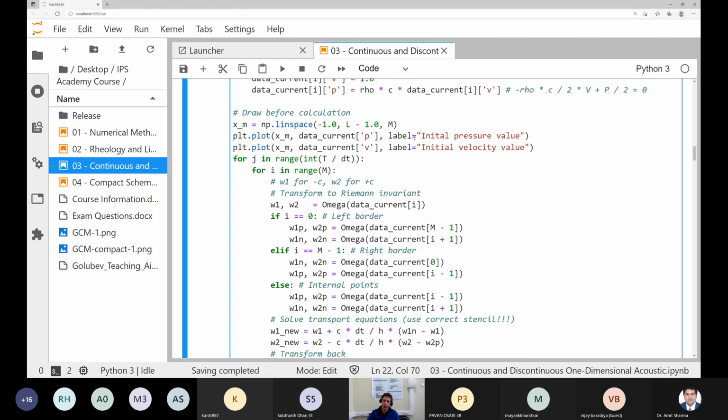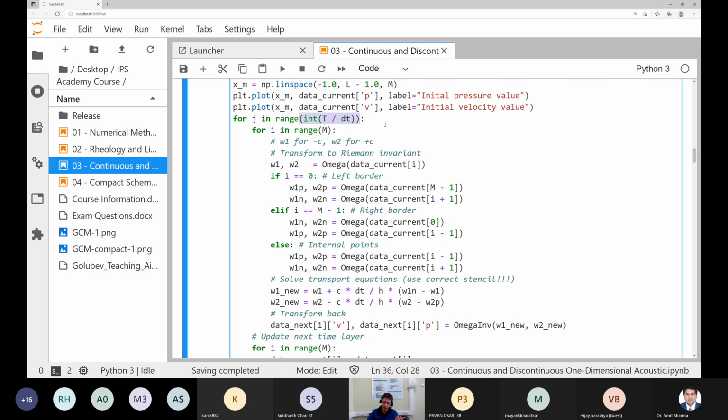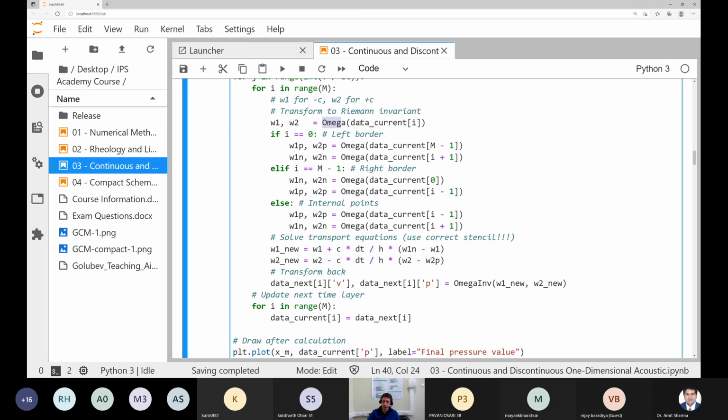I introduce some mesh, and each time layer I go from the left to right in our domain. Initially, I calculate the values of invariants W1 and W2 at the current M point. Then, if now we are inside the domain, we can calculate the invariant for the previous point and for the next point. If we are outside of the internal point, so for example, at the left border, I decided to use the periodic boundary condition. So if we want to go to the point from 0 to the point -1, we can go to the last point in our array, m capital -1. This is the natural periodic boundary conditions, and the same is valid for the right boundary.